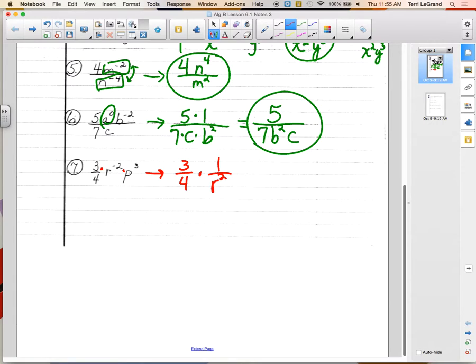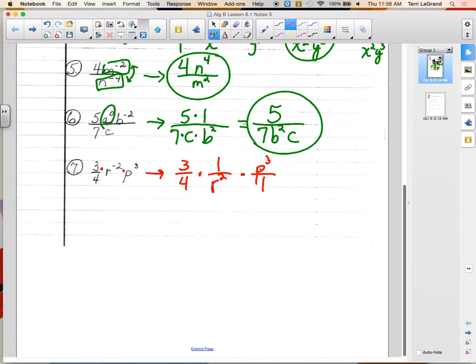Is p being taken to a negative power? No, so we're not going to mess with it, are we? Cameron, how are we going to write it? Just p cubed. But then we'll make it into a fraction so that it can be multiplied times the other, right? Sometimes we make them into fractions, we didn't change them, we just are making them into fractions by putting them over 1 so that they can become part of a fraction multiplication.